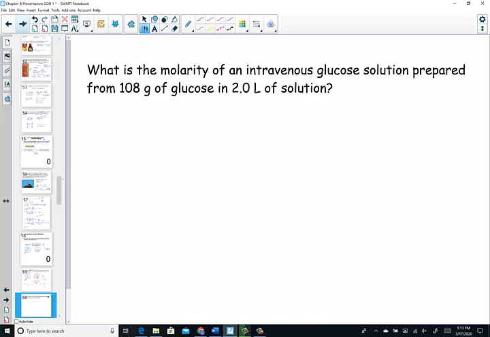Should we try another? What is the molarity of an intravenous glucose solution prepared from 108 grams of glucose in a 2-liter solution? Do you remember glucose is C6H12O6? That would have to be prior knowledge because it was not given in the formula here. Where do we start? Well, here I'm going to redraw my round little buddies. Hopefully the more you draw them, the more familiar they get. You have to know these. Moles per liter is big M. Big M stands for molarity, the concentration unit.